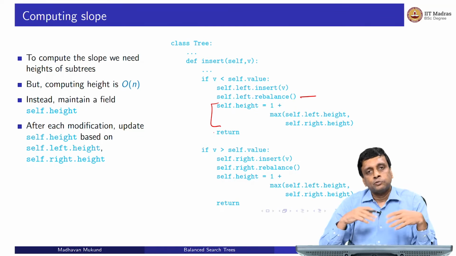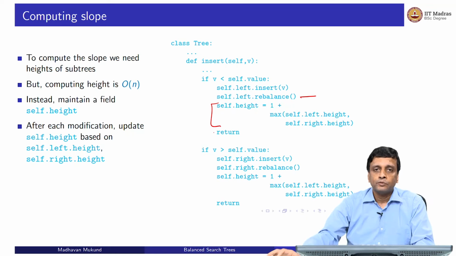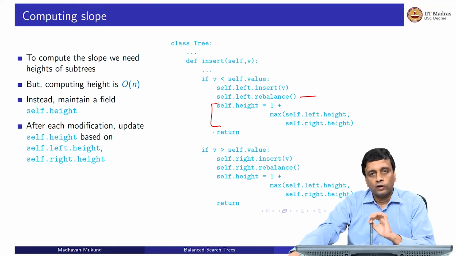So this is the extra trick that you need in order to make the rebalancing work, is to keep the height explicitly recorded as part of the node along with the value, the left child and the right child. So there is an extra local integer that you have to keep.